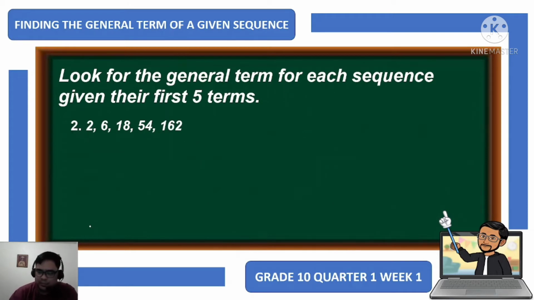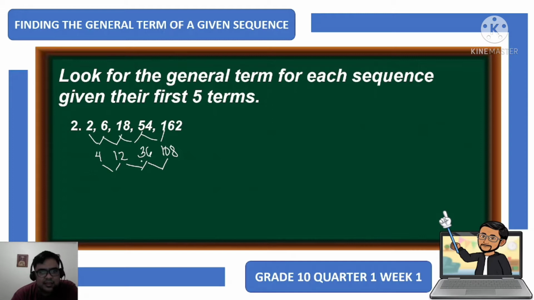Okay? Number 2. So, again, first step, look for the differences. So, 3 minus 2, 4. 6 minus 2, rather 4. 18 minus 6 is 12. 54 minus 18 is 36. 162 minus 54 is 108. So, as you notice, hindi siya pareho. So, let's go now to the second differences.